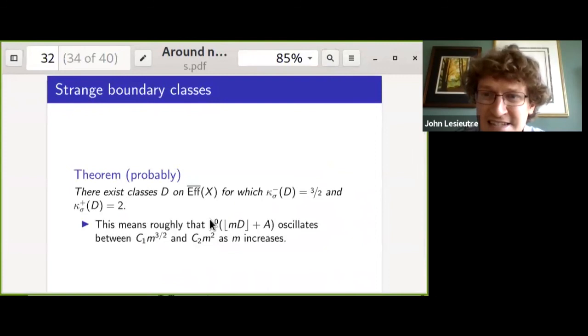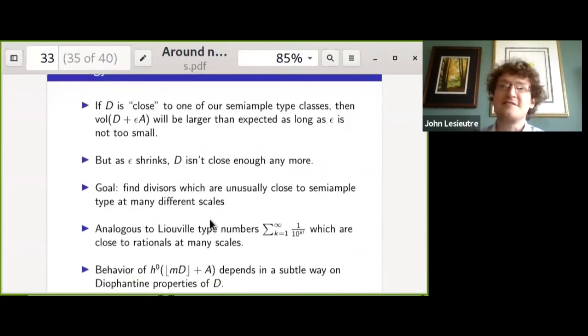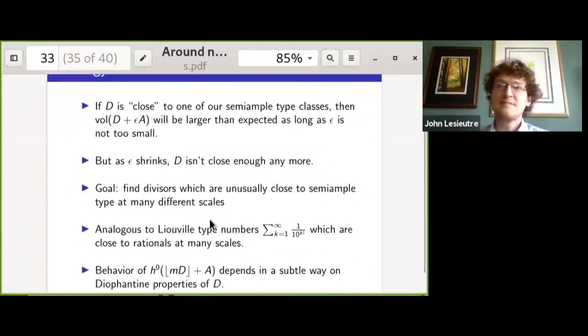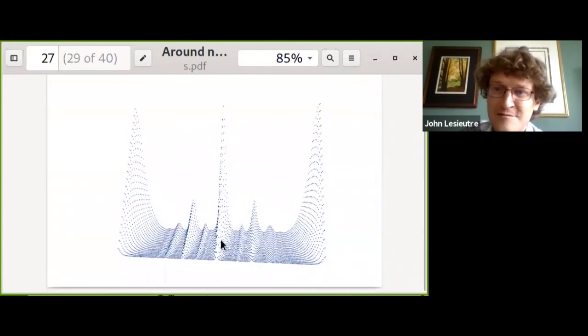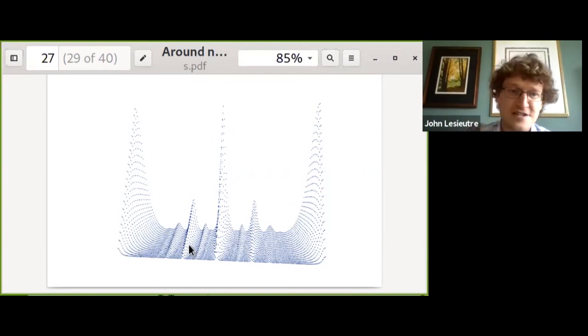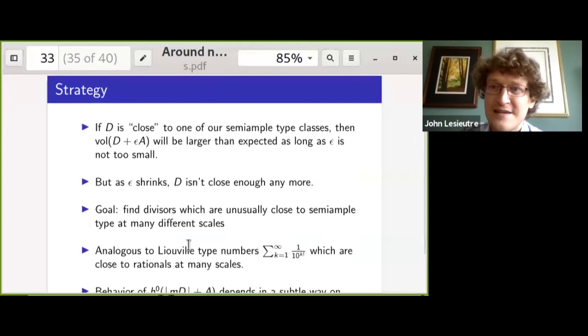And the idea is, well, let me tell you the basic strategy. If your divisor is close to one of these semi-ample things, then the volume is going to be bigger than you'd expect for a generic D. In this graph, let me go back to the graph again. There are bumps in the volume graph when you're near one of these semi-ample type divisors. These little linear ridges correspond to the semi-amples. So if you're closer than expected to a semi-ample, then the volume is going to be larger than you would normally expect it to be.